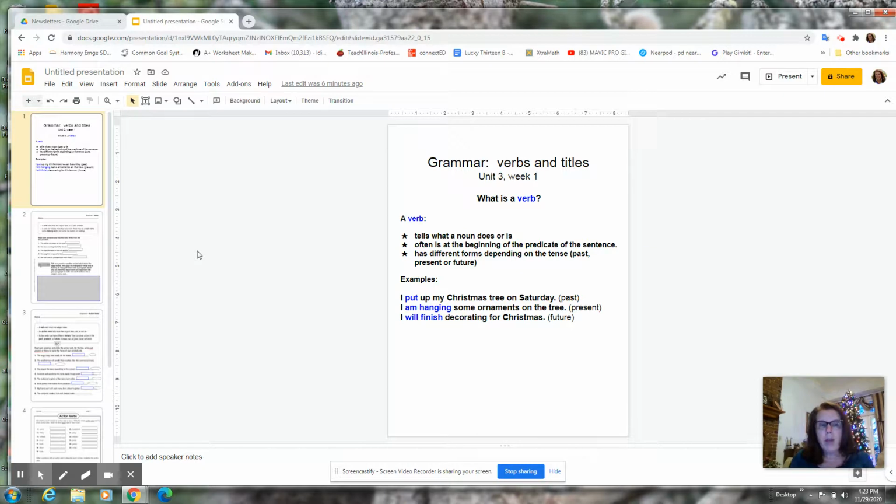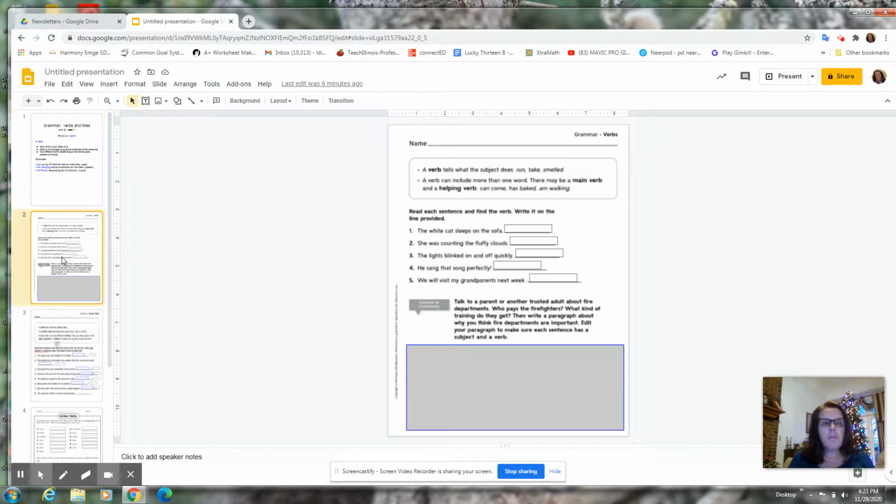On the schedule, I have down for you to do this first page on Monday. And this gives you some background. It says a verb tells what the subject does and gives you the examples of run, take, or smelled. Okay, obviously, smelled would be a past tense word. It says a verb can include more than one word. There may be a main verb and a helping verb. Can come, has baked, am walking, which is what I talked about a little bit before.